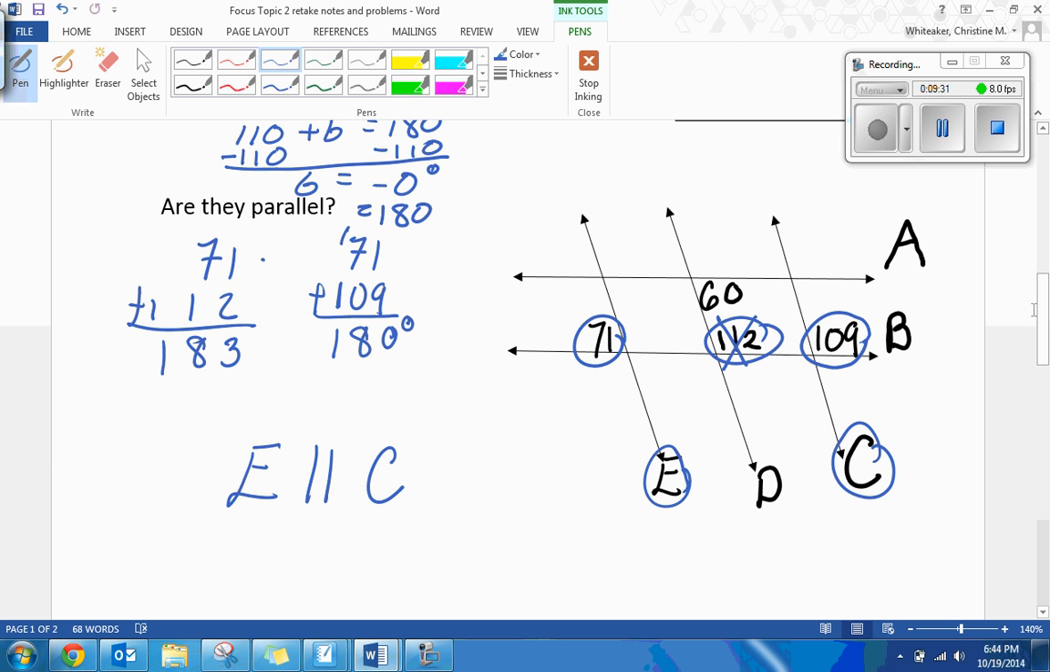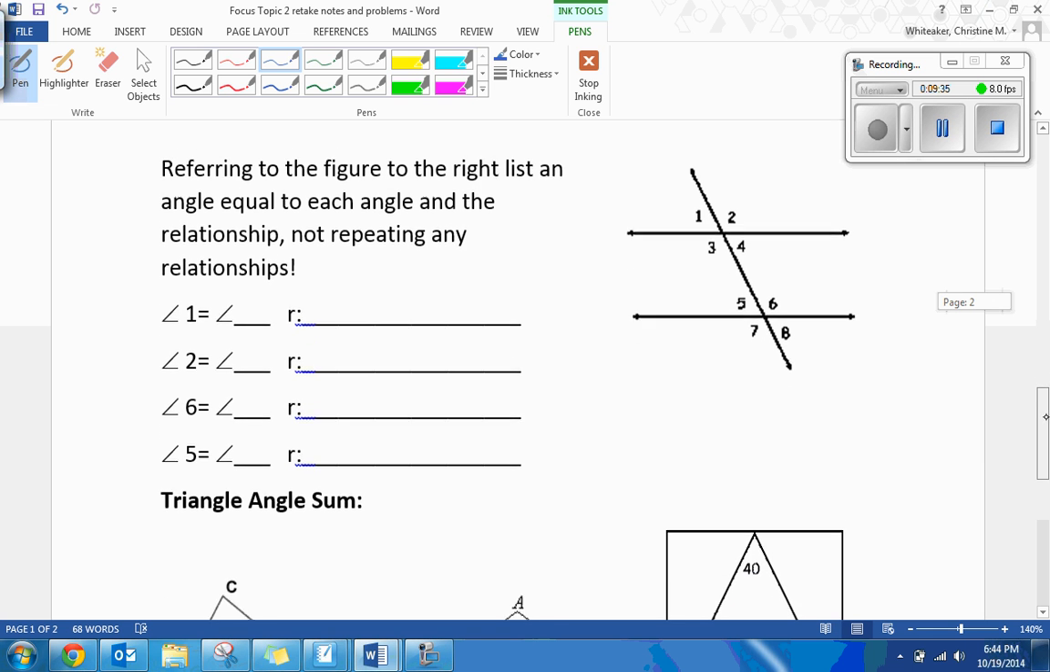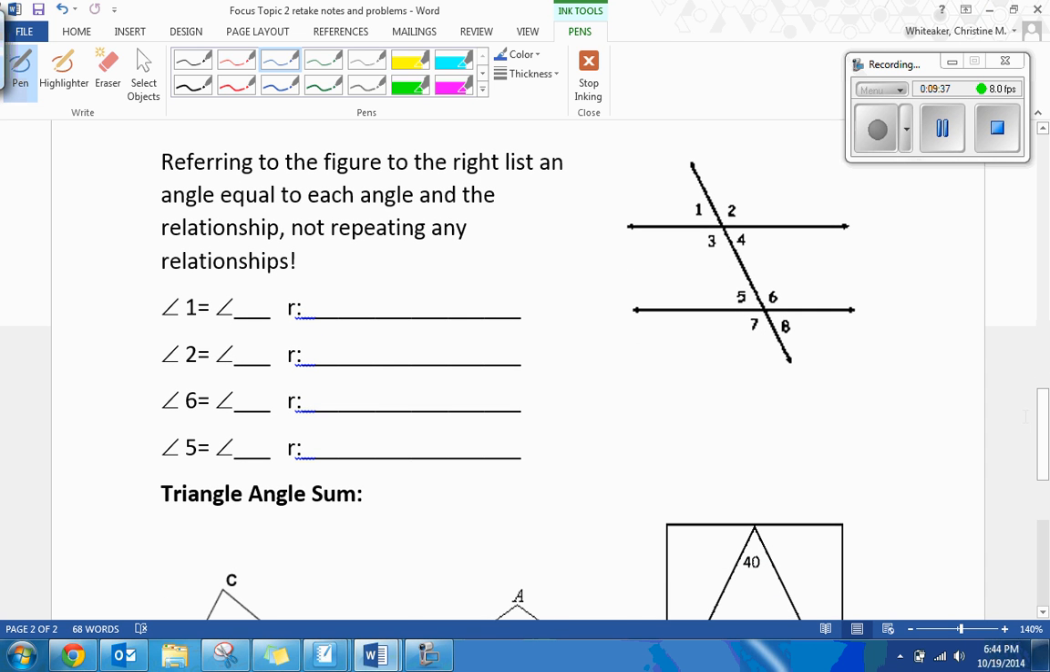Okay? So let's go down, flip over your page, and I'm going to help you get started on some of these problems here. Before you can take the quiz to regain those points for the test, you need to finish off these problems. So I'm going to help you do the first one in each of these categories. So the first question asks us to refer to the problem figure on the right and list an angle equal to each angle and the relationships, not repeating any of the relationships.